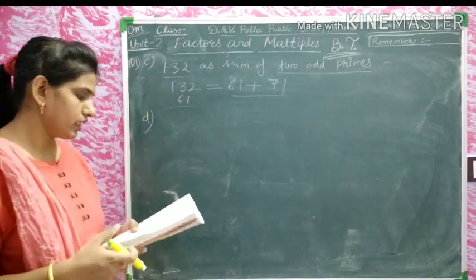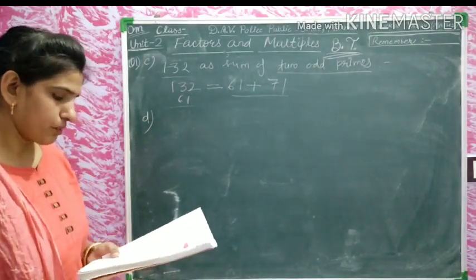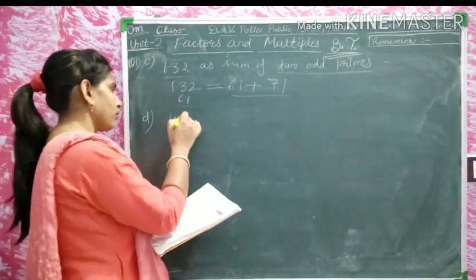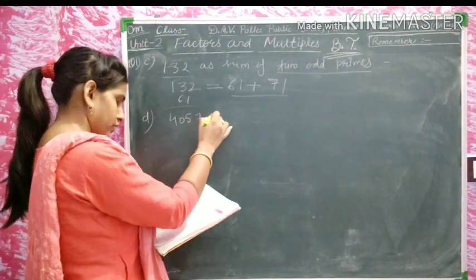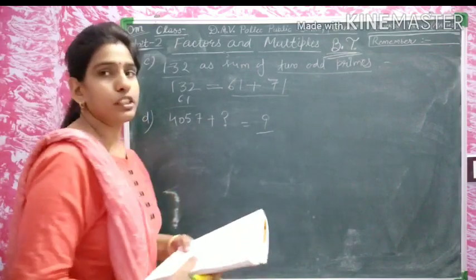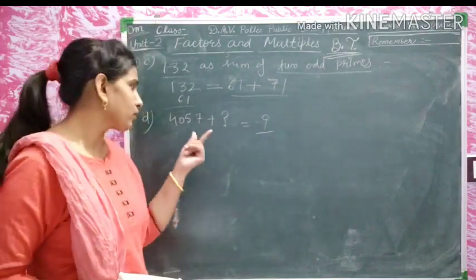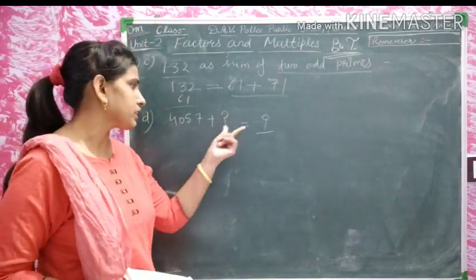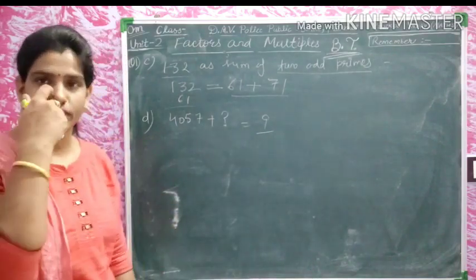Let's see here. There is part D. What should be added to 4057 to make it divisible by 9? It must be divisible by 9. We have to add one number so that the result is divisible by 9.